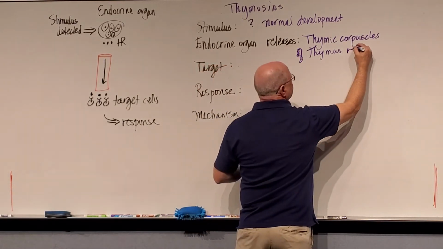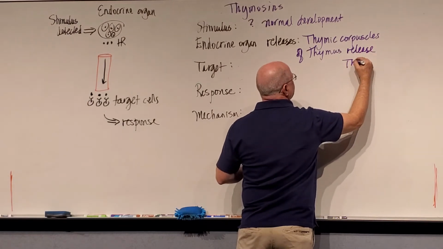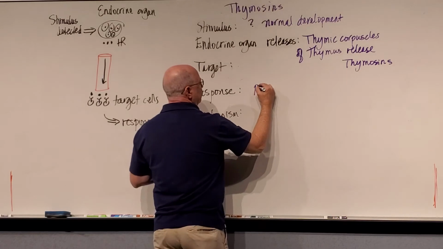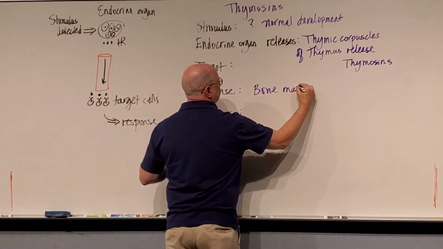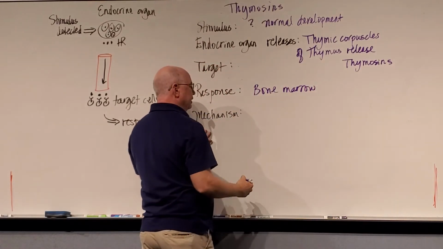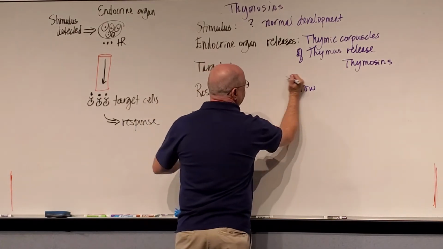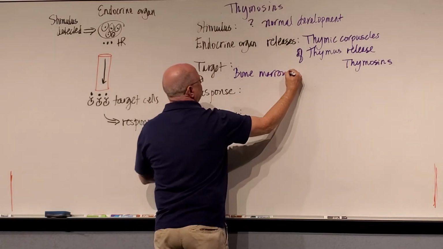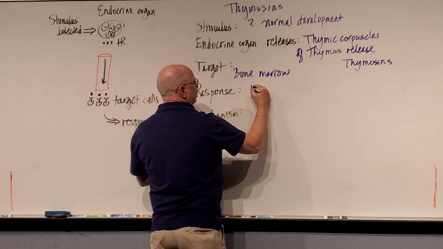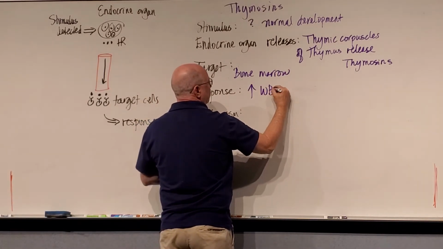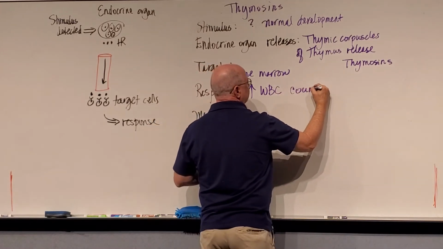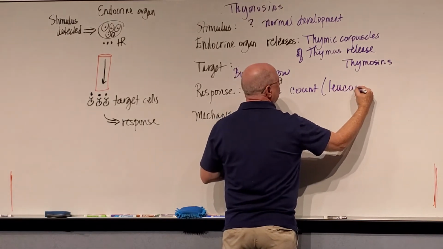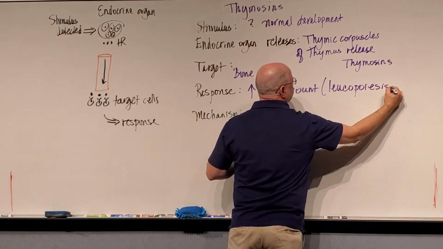They will release thymosins. The target is going to be bone marrow again. The mechanism, the target is bone marrow. Sorry, I didn't do that very well. And I'm not going to waste a 20-minute video. Bone marrow. The response is to increase white blood cell count. Okay? Or what we call leukopoiesis.